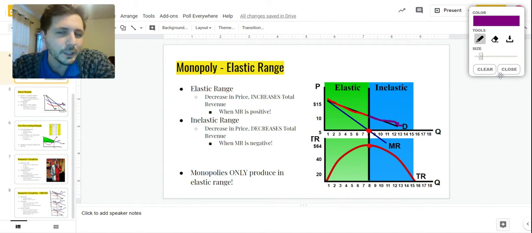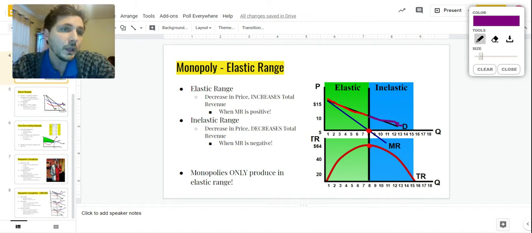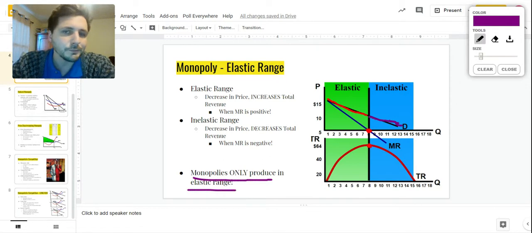Hopefully that makes some sense. There are only a few questions they can ask about that, which is, hey, where's the elastic range? Where's the inelastic range? Where's total revenue going up? Where's total revenue going down? When is total revenue maximized? And you should be able to answer all of those questions. The final thing to know is that monopolies will only produce in an elastic range. They're not going to produce over here because they have to decrease the price in order to attract more people there, and they won't want to do that if that means they're going to lose revenue. Right? So they will always operate on this side of our demand curve. All right, hopefully that was helpful to you. Moving on.